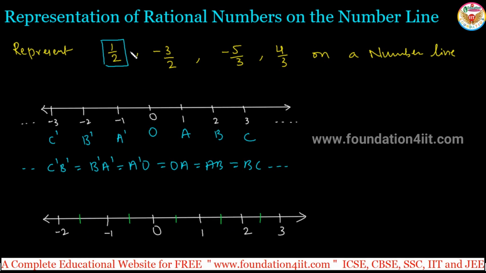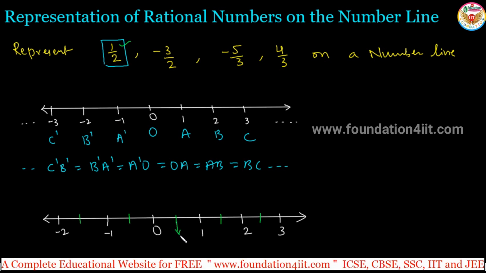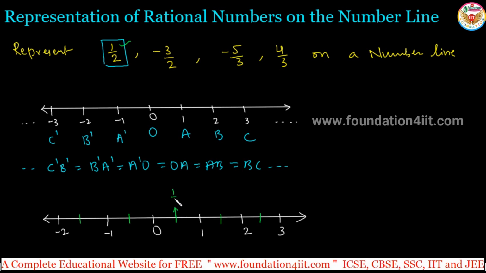To represent 1 by 2, from the 0 on the right side because it is a positive value, the numerator is 1. 1 means the first point. So the first point is 1 by 2. So this is 1 by 2 now. Exactly, you can write it on top. This is exactly equal to 1 by 2.